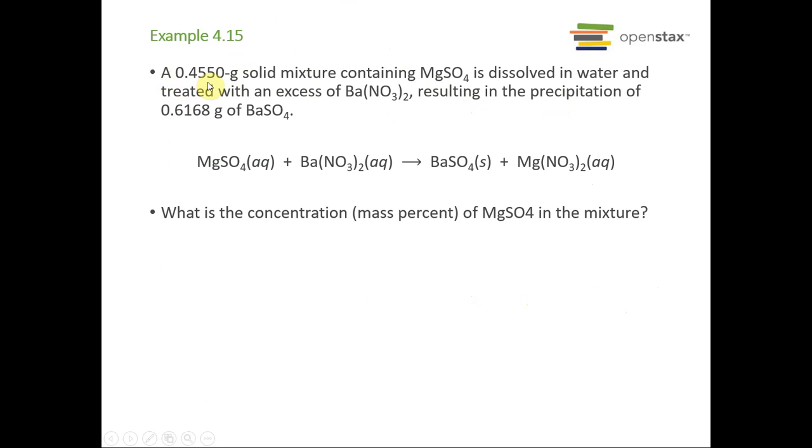A 0.455 gram solid mixture containing magnesium sulfate is dissolved in water and treated with an excess of barium nitrate, resulting in precipitation of 0.6168 grams of barium sulfate. What is the concentration of magnesium sulfate in the mixture?